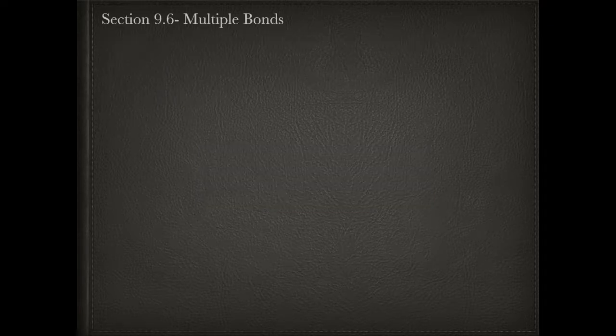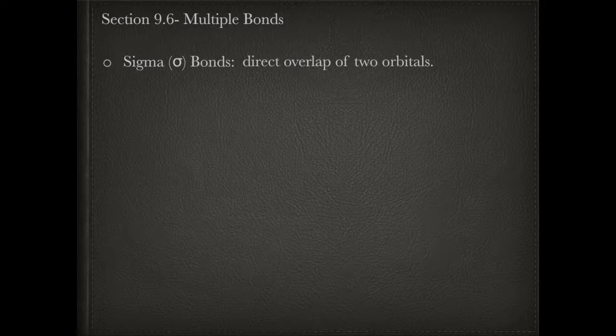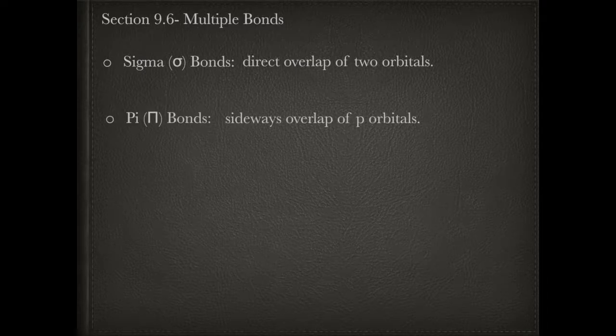The next concept I'm going to be talking about, we talked about single, double, and triple bonds, but there are actually different bonds that are involved in those single, double, and triple bonds. First, you have sigma bonds. Now, sigma bonds form when you have an overlap of 2 orbitals, and I'll show you a diagram in just 1 second. Pi bonds actually result from a sideways overlap of p orbitals. They don't actually directly overlap one another.